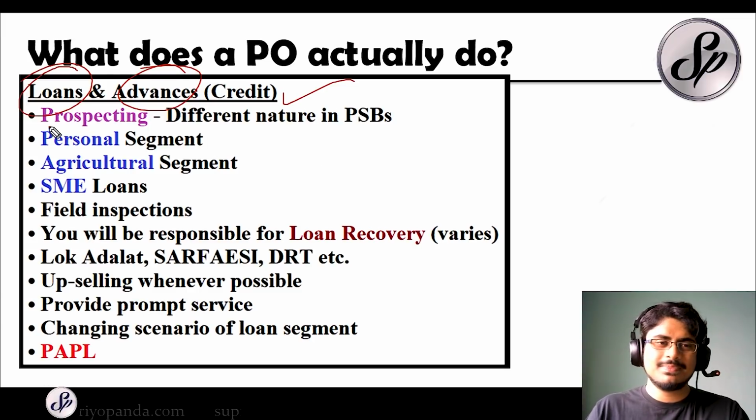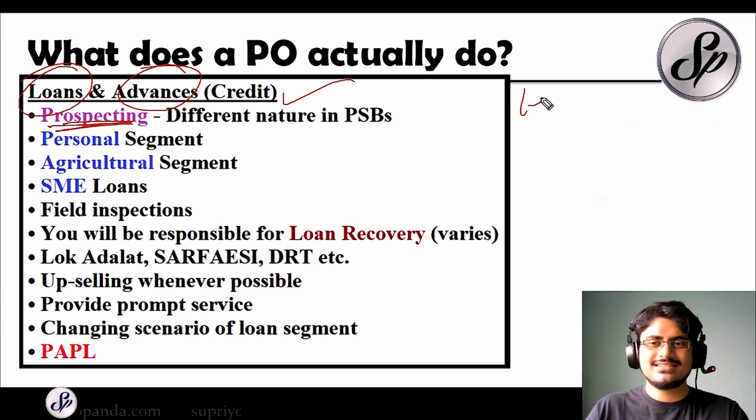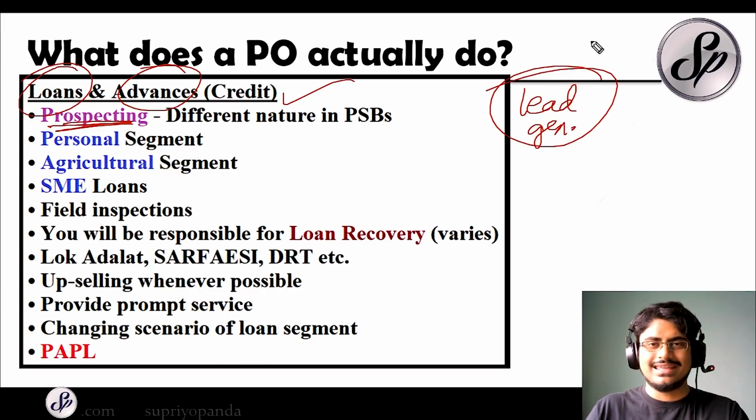Now prospecting, that is the first thing. Prospecting is your lead generation, right? Lead generation is always very important in private banks. In private banks, lead generation is particularly difficult, because not everybody trusts the bank enough to take a loan, so they have to work a lot. But these days private banks are getting a lot of customers, so the public sector banks also have to work. In SBI, I remember that we used to have to try and get people to take loans.